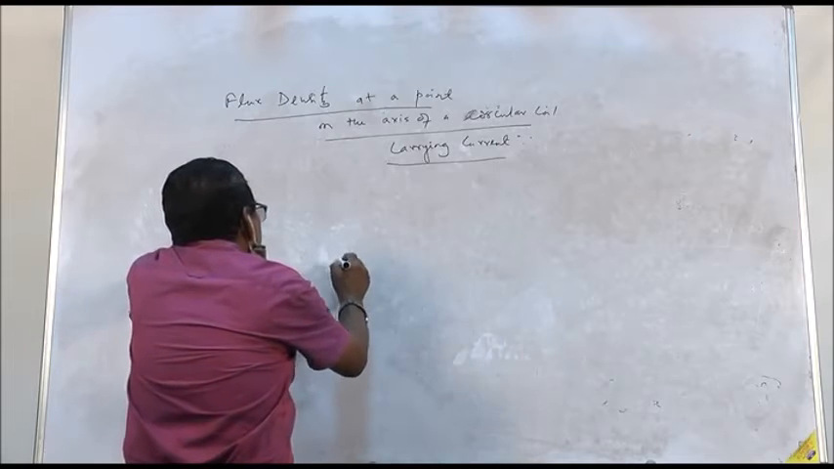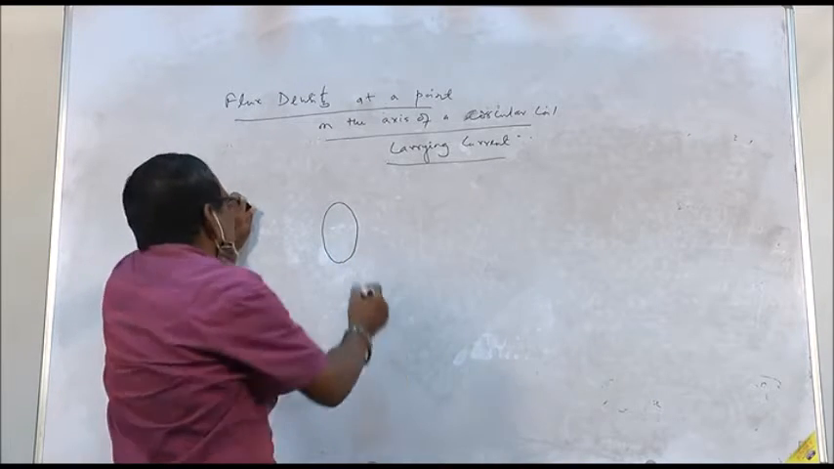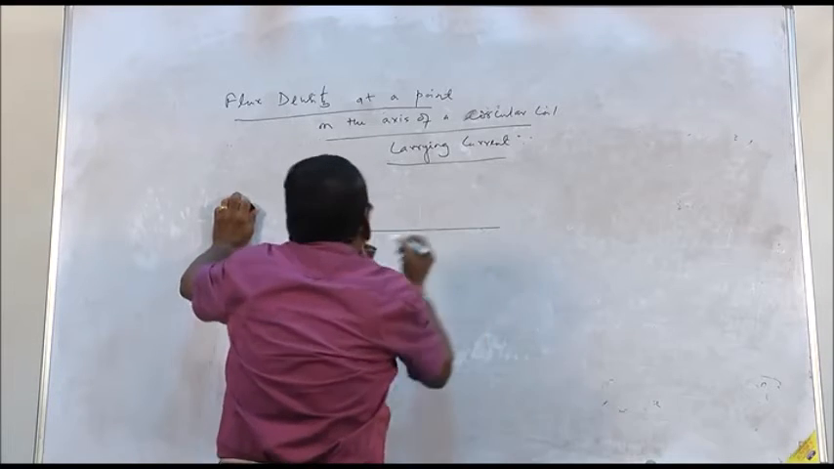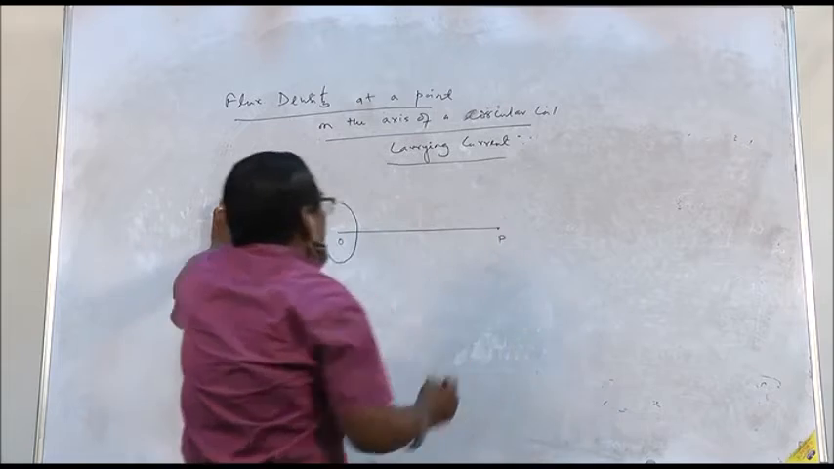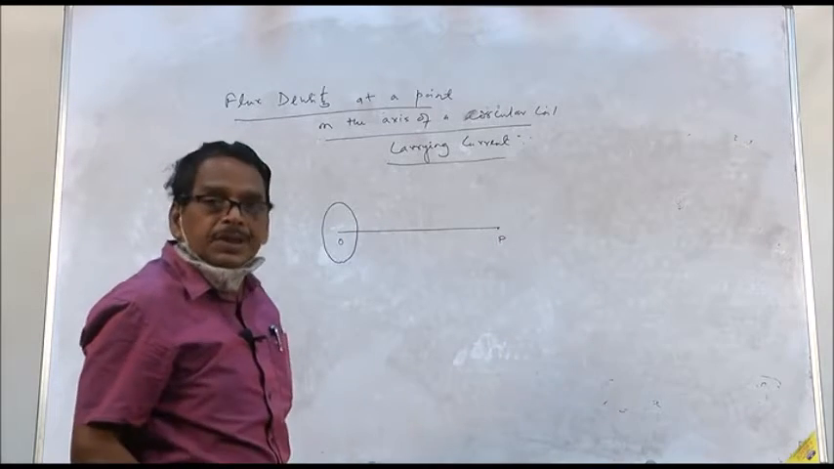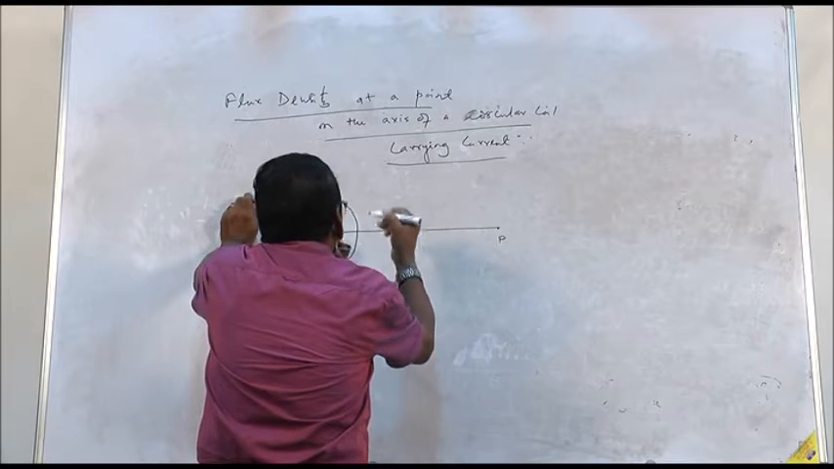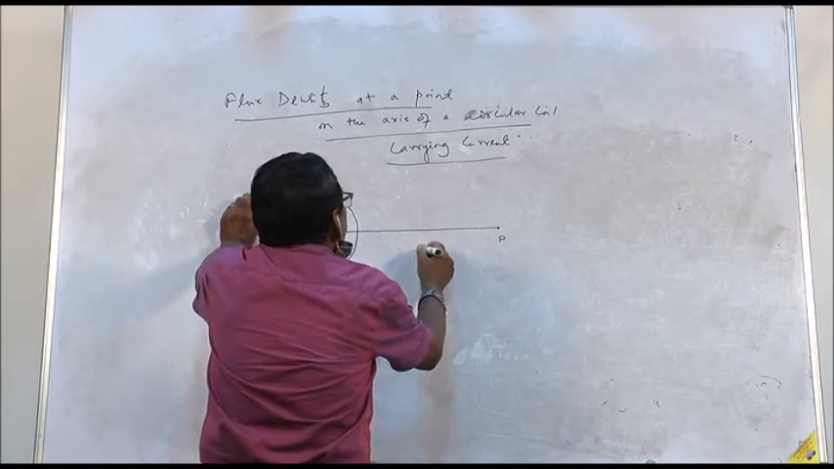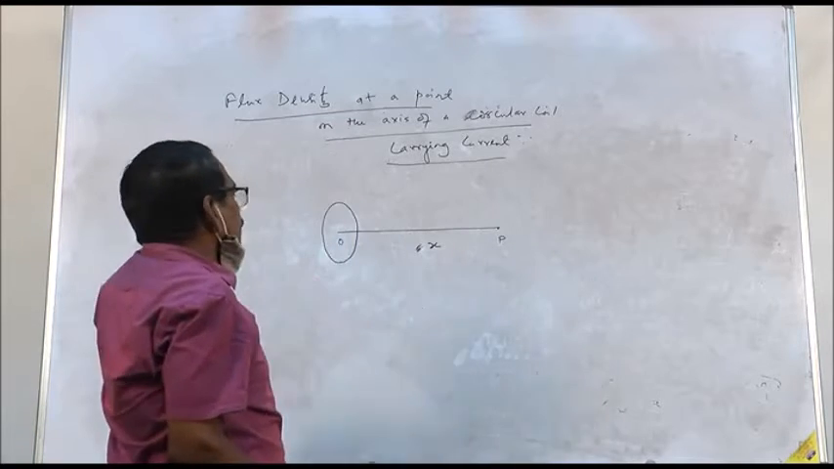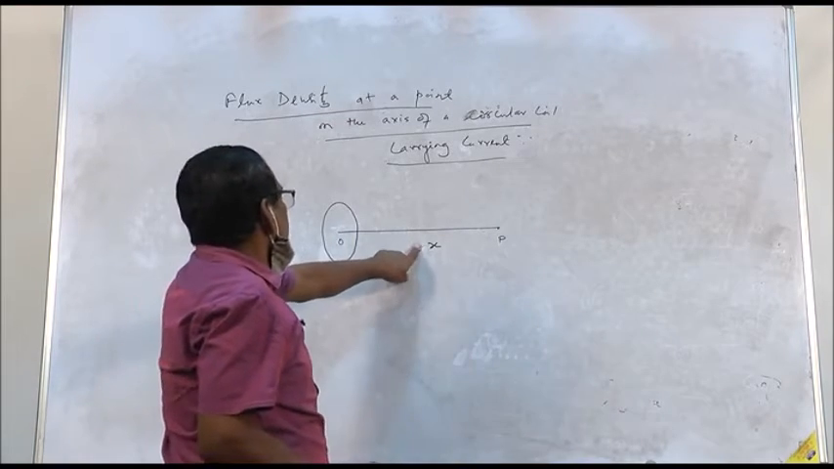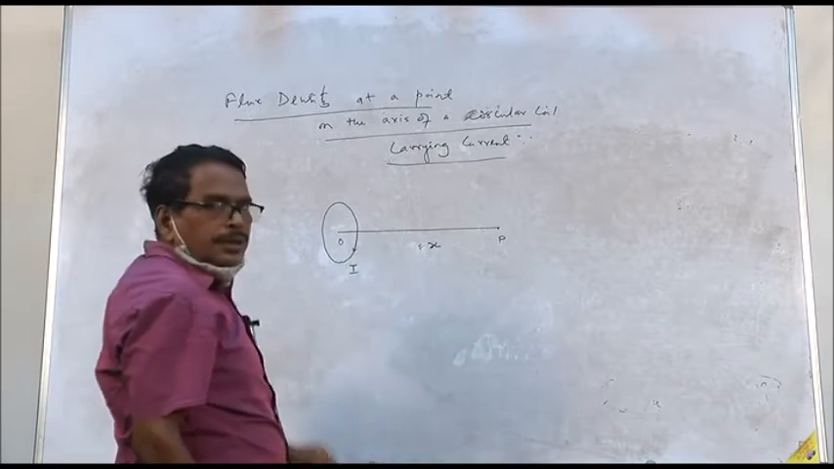So, let us take it like this. A circular coil is carrying current. This is the axis of the circular coil, O, and the point is P. We find out what is the flux density at the point P due to this coil. Suppose the distance is x. Current flowing through this is I.